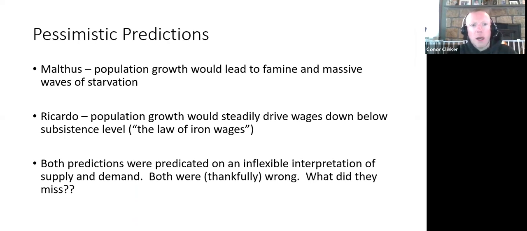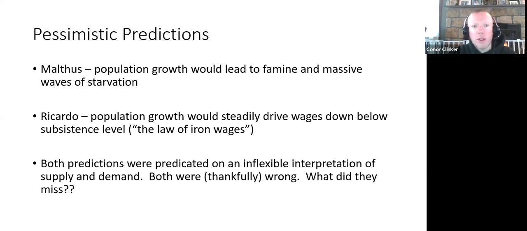Pessimistic predictions. Malthus and Ricardo were two economists and social scientists during this time that made very pessimistic predictions. Malthus predicted that population growth, so the population of the whole world starts going up rapidly during this period of the Industrial Revolution, and his concern was there's going to be too many people and not enough food, and everyone's going to starve.